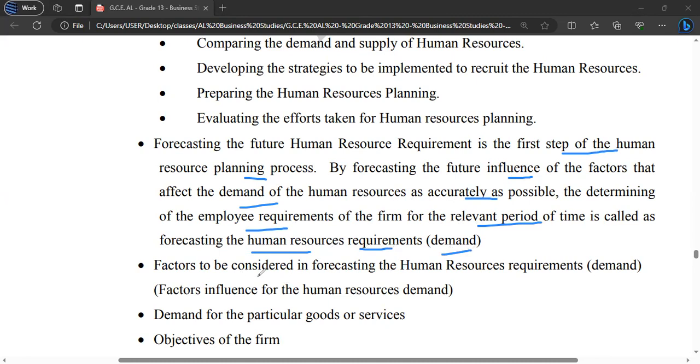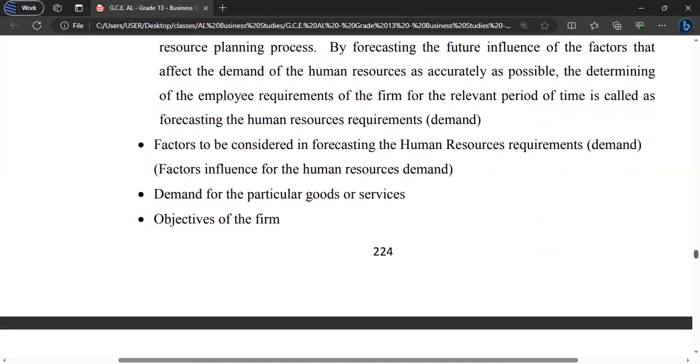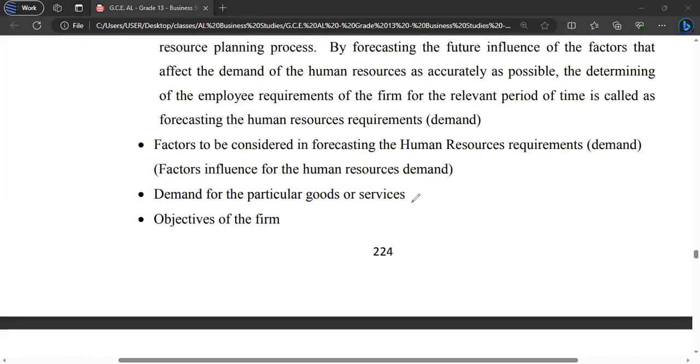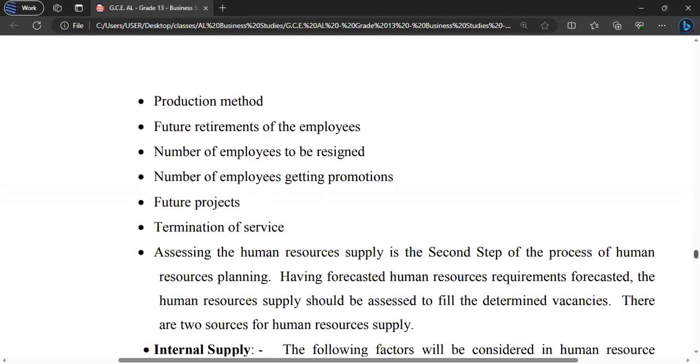And also you have the factors to be considered in forecasting human resource requirements, right? There are some factors which influence the human resource demand. So let us see. Demand for the particular goods or services. If there is a higher demand for your goods or services, the demand for HR will also increase. Then objectives of the firm, right? And also the production method. What sort of production method are you using?